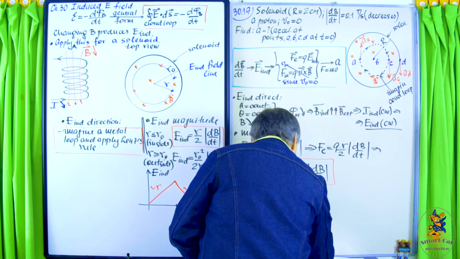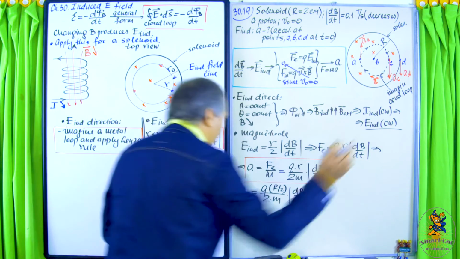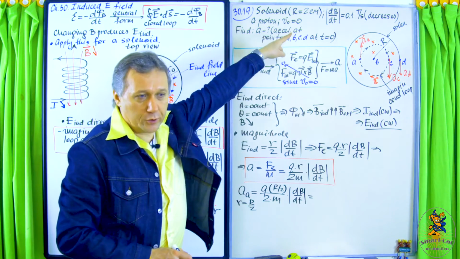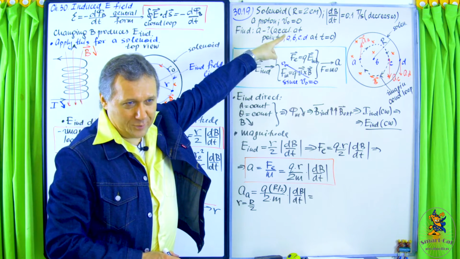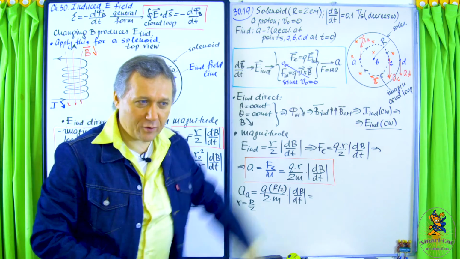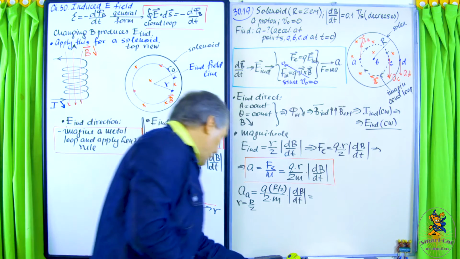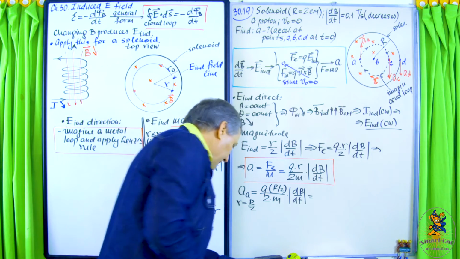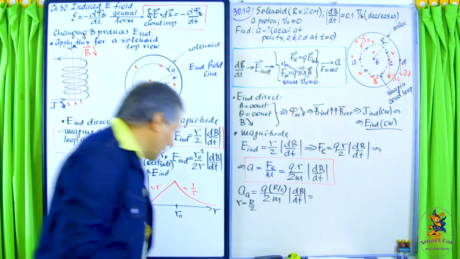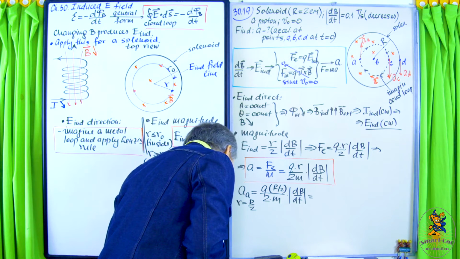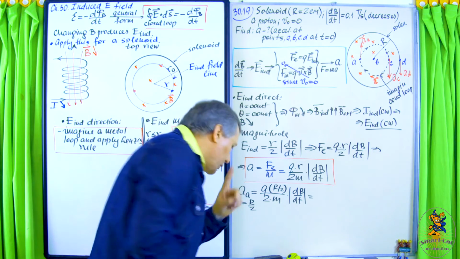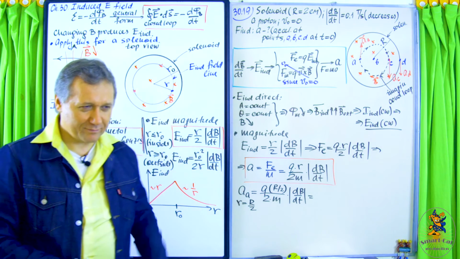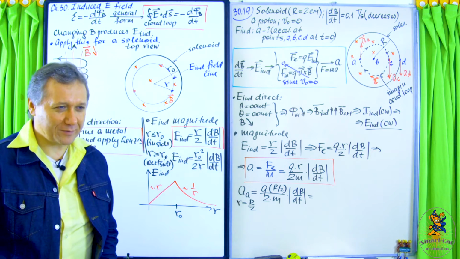Times dB over dt. Right. Okay, and of course, don't forget to convert to meters. To centimeters, it's 2 times 10 to the power of minus 2 meters. Okay, so if you plug numbers, yeah. Oh, you know what? No, it's good. It's good. Phew. Sometimes I doubt myself.